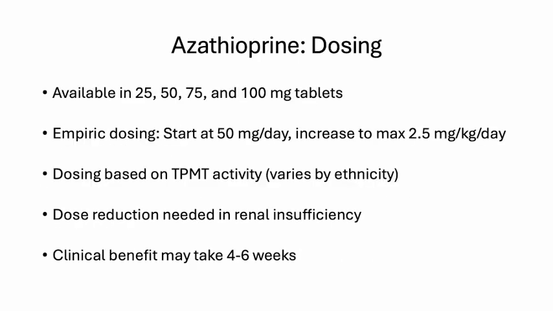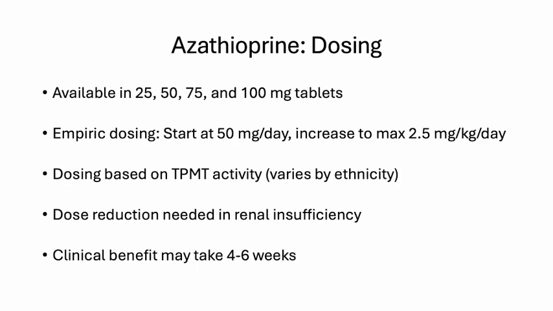Let's talk about dosing for azathioprine. It's available in 25, 50, 75, and 100 milligram tablets, and empiric dosing is typically started at 50 milligrams per day and can be increased to a maximum of 2.5 milligrams per kilogram per day based on clinical efficacy and careful monitoring. However, dosing can also be tailored based on the patient's TPMT activity.